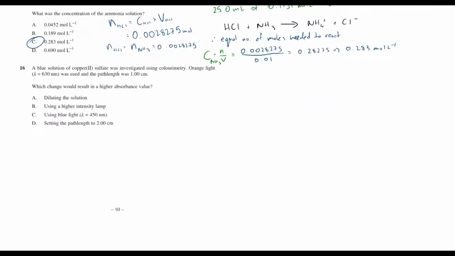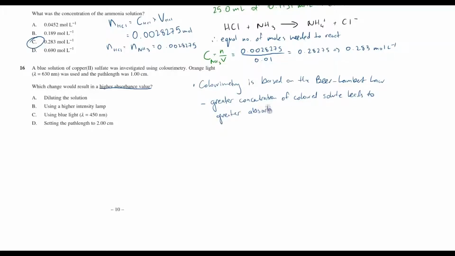Question 16 asks us to determine which change would result in a high absorbance value in colorimetry. The situation we have is a blue copper sulfate solution and orange light of 630 nanometer wavelength, which is used in the procedure with a path length of 1 centimeter. First of all, colorimetry is based on the Beer-Lambert law, which states that the greater the concentration of the colored solute, the greater the absorbance of the complementary color. In this case, the orange light is complementary to the blue solution.